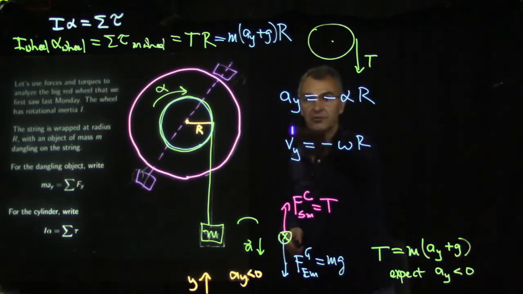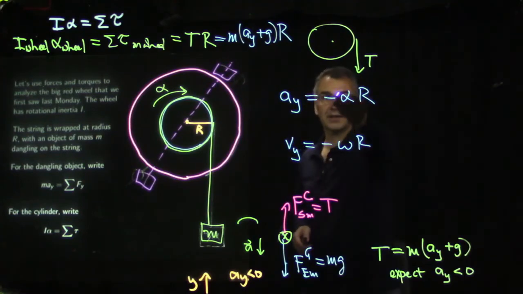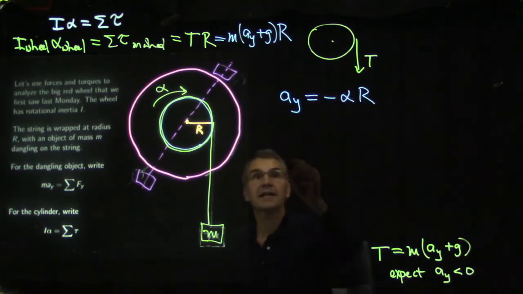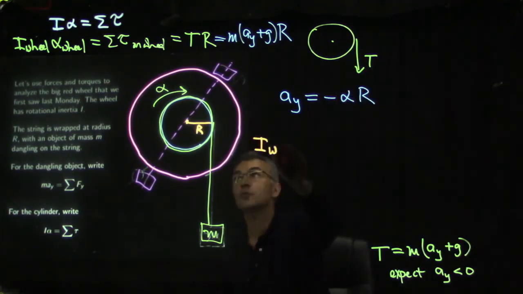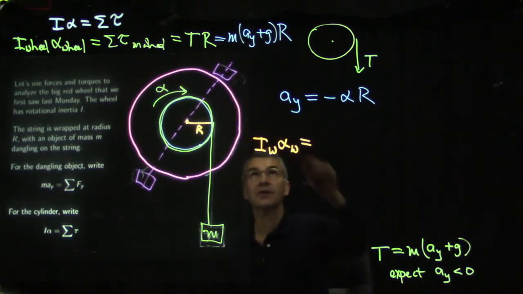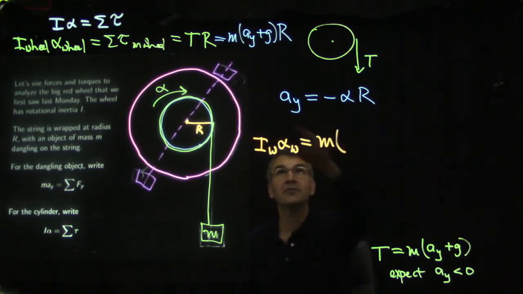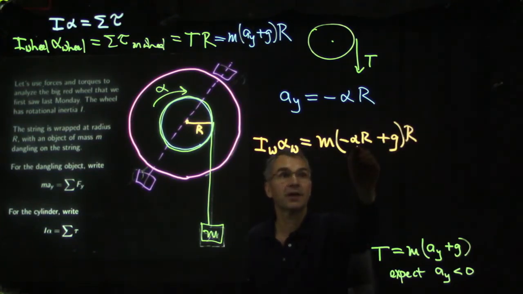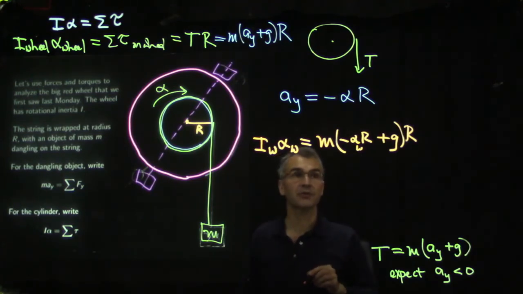So a sub y is the rate of change of v sub y, and alpha is the rate of change of omega, so a sub y is minus alpha r. Plugging that in, we get I wheel alpha wheel equals tension times r, m a sub y, well a sub y is minus alpha r, and then plus little g times big R. Now we have, and this is the alpha of the wheel. So we have two terms that have alpha, so let's put those together.